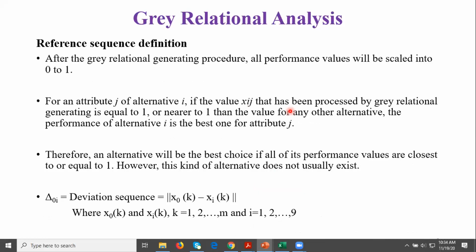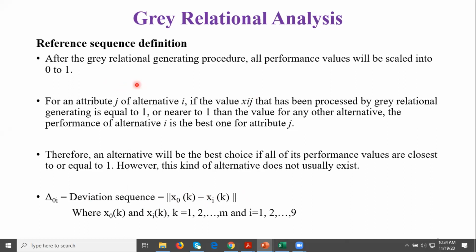After normalizing, now we go for the reference sequences. In the reference sequences, they fix the values from 0 to 1. Different values are there, and they set them from 0 to 1. For that purpose they use a formula: x naught k minus xik. They fix x naught k as 1, and xik is whatever value that particular experiment has, and they take the modulus of that value as the reference sequence.